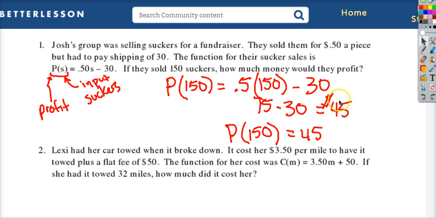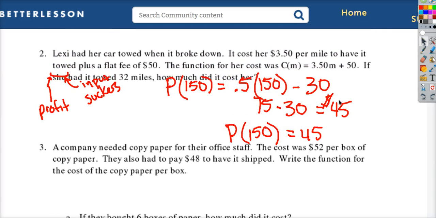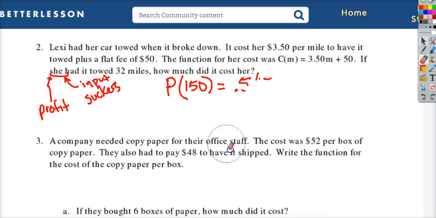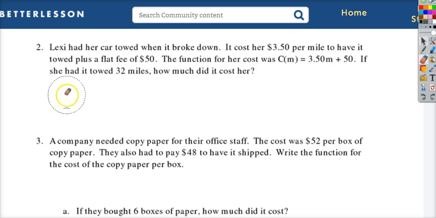Okay, let's look at one more example of context. Lexi had her car towed when it broke down. It cost her $3.50 per mile to have it towed, plus a flat fee of $50. The function for her cost was C of M equals 3.50M plus 50. Why do you think they called it C of M? Read. Why do you think they called it C of M?